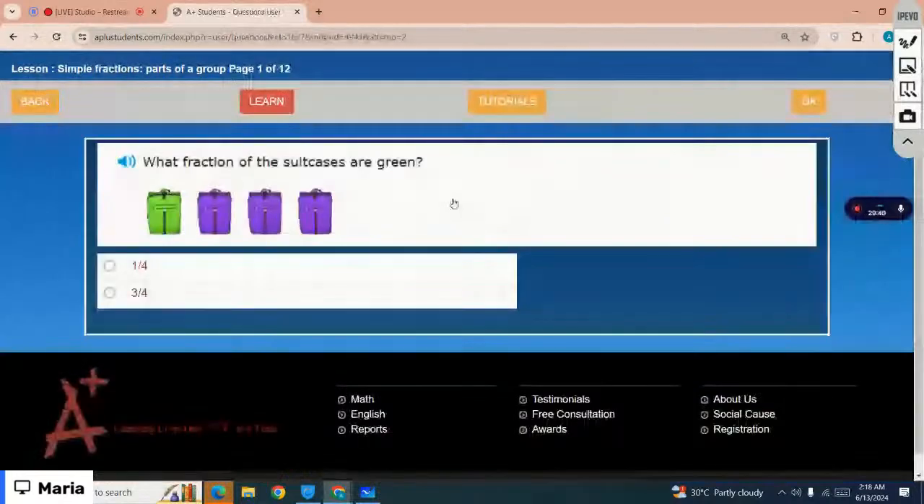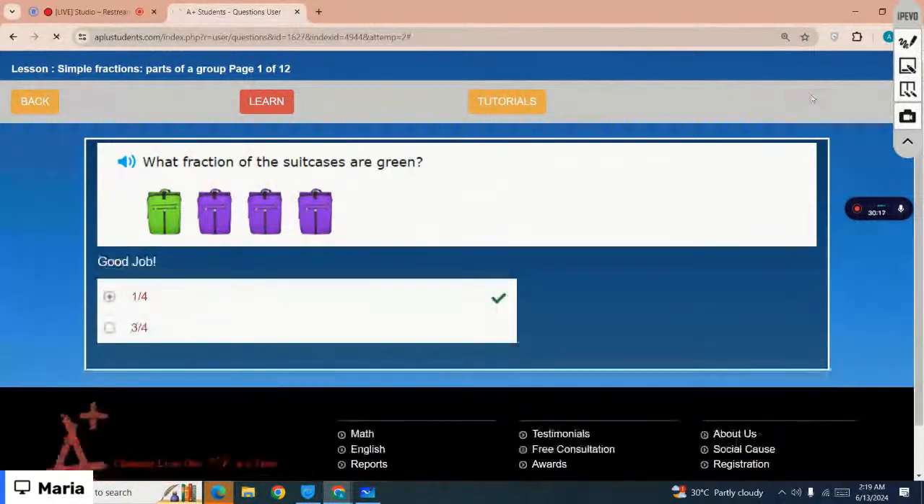What fraction of the suitcases are green? So which is the correct option? The total suitcases are 4. Only one of them is green, right? So you can say that is 1 out of 4, right? Because only one of them is green, the rest of them are purple. That would be 1 out of 4.